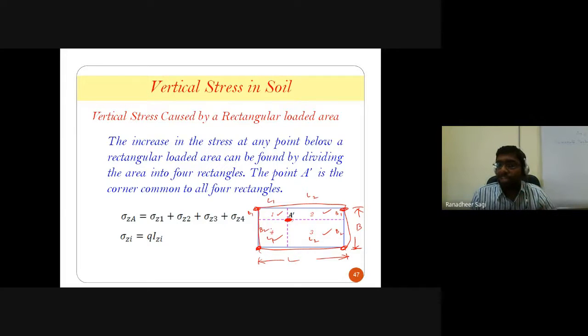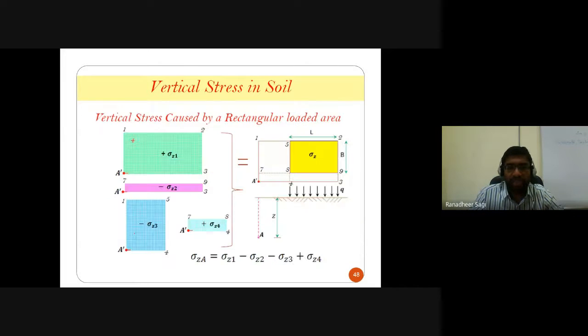What is very important for me is that for the rectangular region 1, the so-called A dash point I have looked at is one of the corners. Likewise, for section 2 also A dash point is one of the corners. For section 3, A dash point is one of the corners of that rectangular cross section. And for section 4 also, A dash point is one of the corners. So what is the vertical stress that is developed at point A, at a depth of z meters below the ground surface, in the plan view?